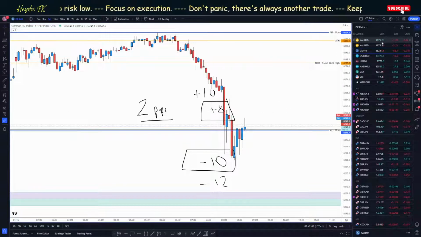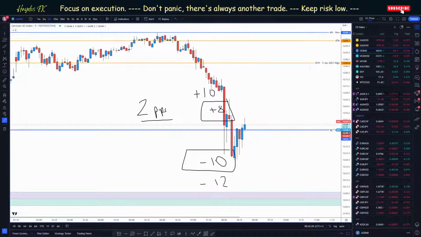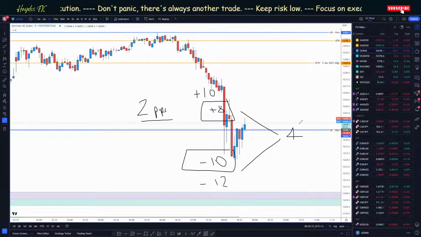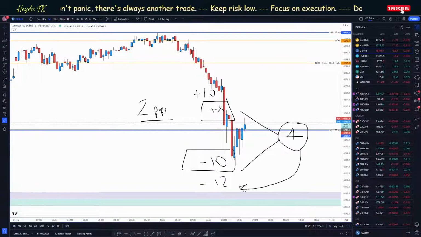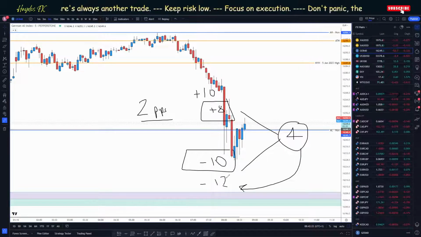But if we're down 10 pips, we're actually down 12 pips. So the difference on smaller amounts is 4, which is one whole third. So it looks quite significant.